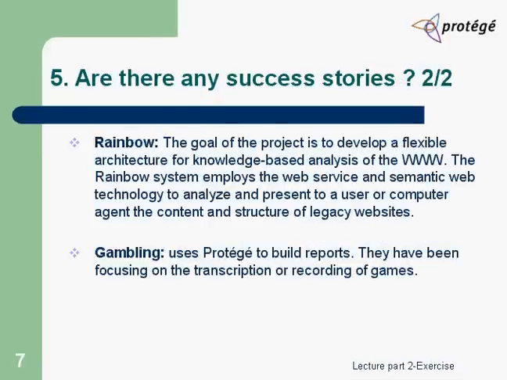There are other projects such as Rainbow, whose goal is to develop a flexible architecture for knowledge-based analysis of the World Wide Web. The Rainbow system employs web service and semantic web technology to analyze and present to a user or computer agent the content and structure of legacy websites.